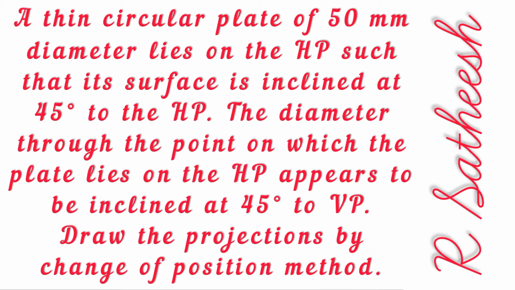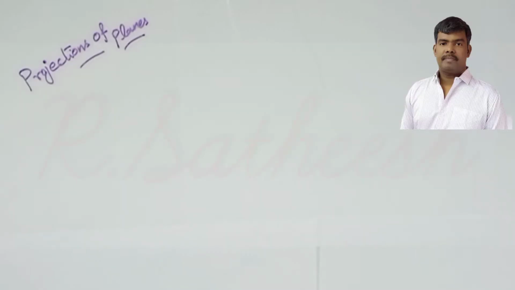As per our question, a thin circular plate of 50 mm diameter lies on the HP such that its surface is inclined 45 degree to HP. The diameter through the point on which the plate lies on the HP appears to be inclined at 45 degree to VP. Draw the projections by change of position method. Clear? So in this problem, the shape of the plane is a circular plane. Clear? So let us consider.